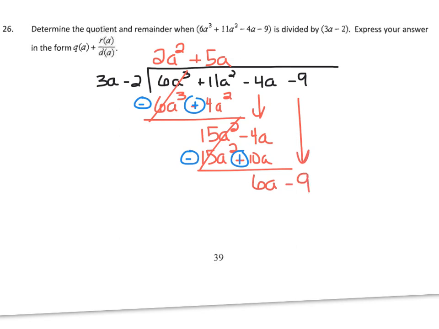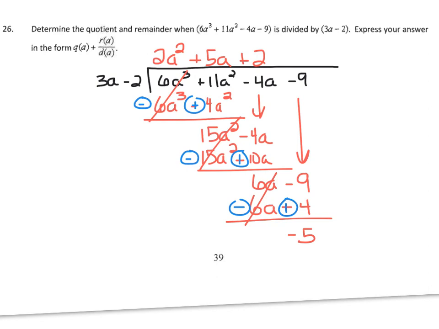Okay, so then what do we multiply 3a by to give us 6a? Just 2. So I'm going to write plus 2. And then when we distribute, 2 times 3a is 6a. And then 2 times negative 2 is negative 4. Okay, so we're going to switch our sign and circle, switch our sign and circle. So these first two terms cancel off, and negative 9 plus 4 is negative 5. So this is our remainder.